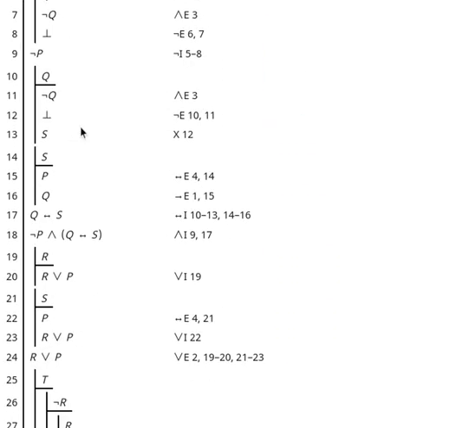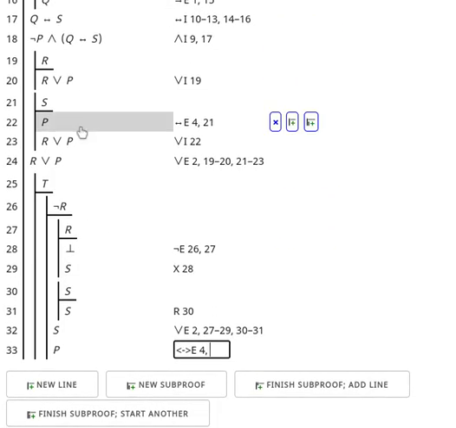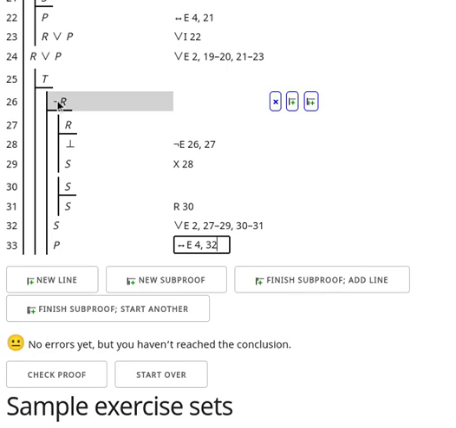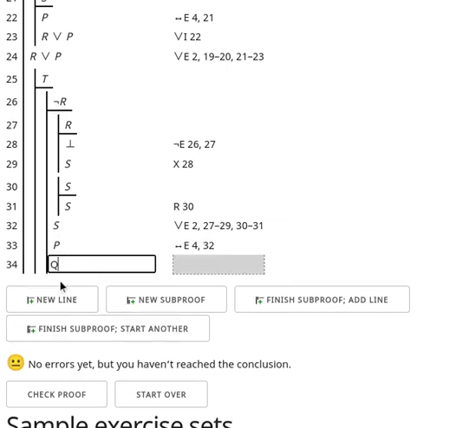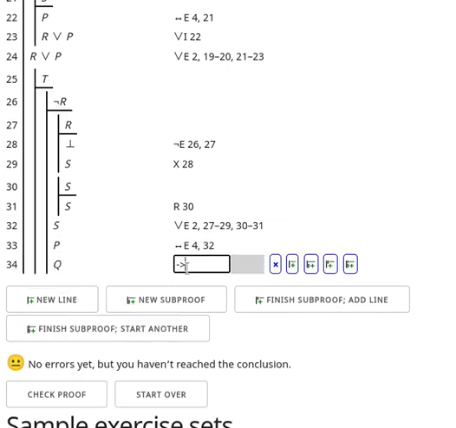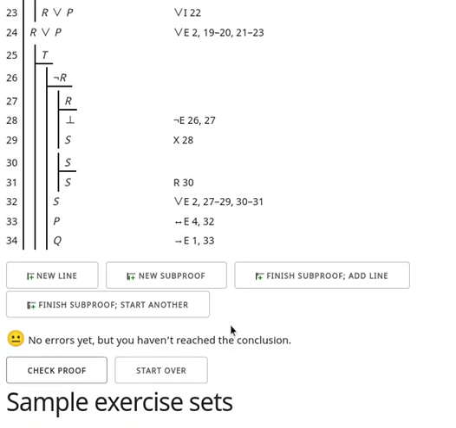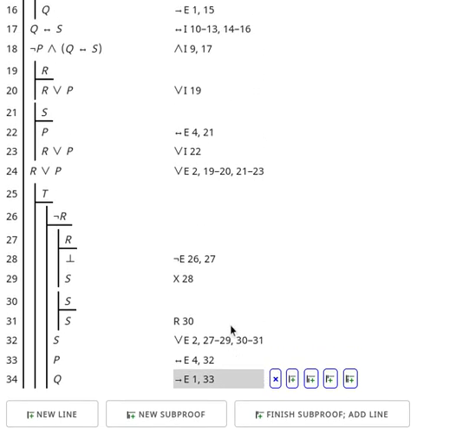That's our P if and only if S, and line 32. And once we have P is true, we also have P implies Q. That's line number 1. So we get Q, and that's arrow elimination on line 1 and 33. So we can keep checking this, no errors. Okay, so we have Q.